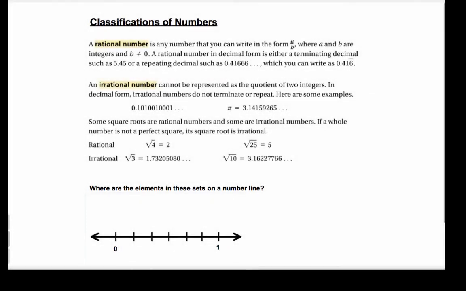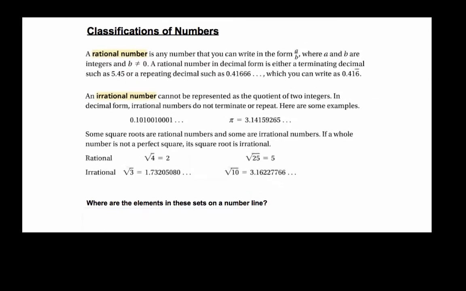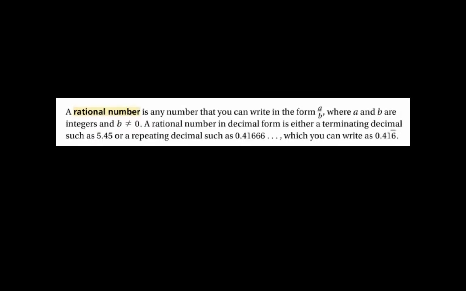So some more classifications of numbers. We also have what are called rational numbers. A rational number is any number that you can write in the form a over b, where a and b are integers and b does not equal 0. We can't have 0 in the bottom of a fraction. It's what's called an undefined value.